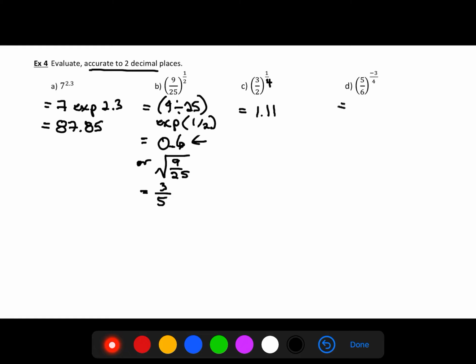Next one, we have 5 over 6 to the power of -3/4. We can simplify that as much as we want, but we notice that, again, it tells us accurate to 2 decimal places. So we're going to put in there 5 divided by 6 equals, to get what our value is, to the exponent, bracket, -3 divided by 4, and equals, and we should get 1.15. Okay? So that's our rational exponents, how we can simplify that, and you have some questions.